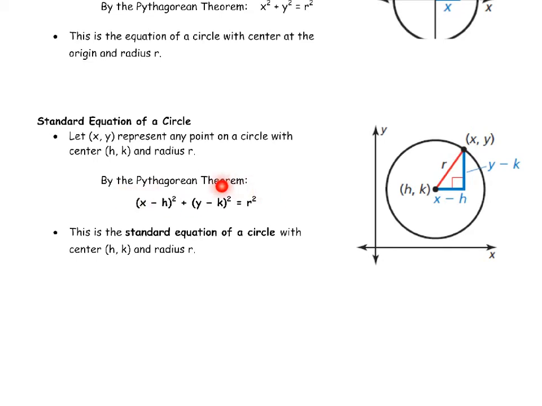By Pythagorean theorem, you would take x minus h squared plus y minus k squared, and it would equal your radius squared. This equation right here is the standard equation of a circle with a center at h, k, which means h, k is not necessarily the origin, as you can tell here. So this would be the formula that we would be using for a standard equation of a circle with a center not at the origin.